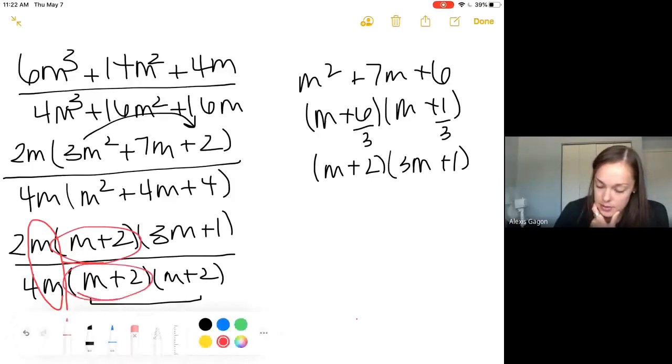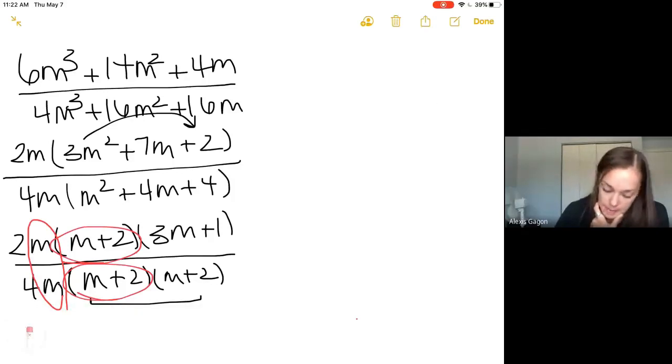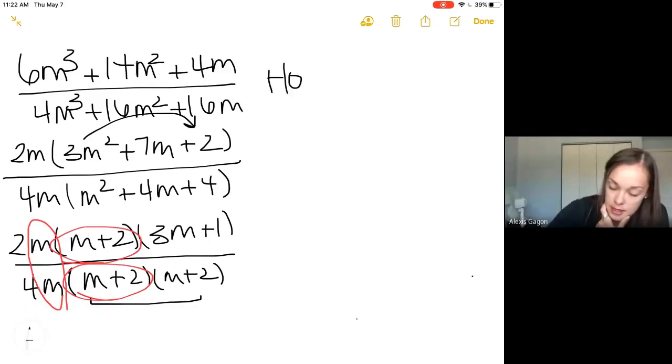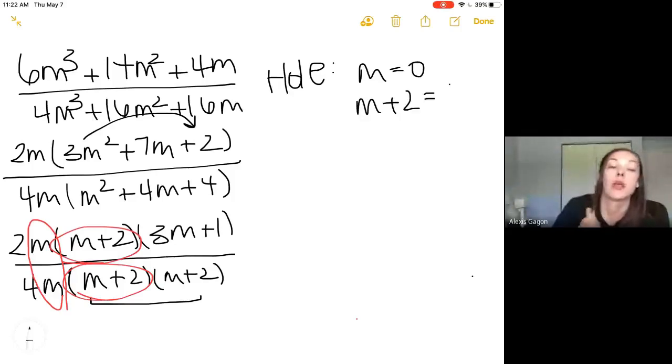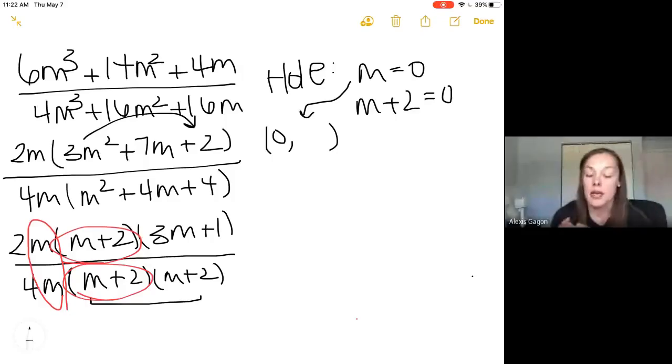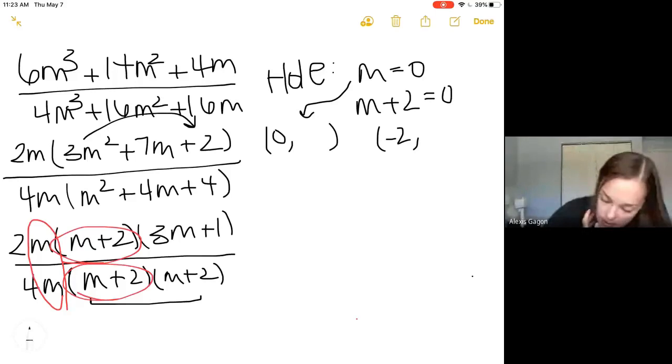Now I'm going to erase this real quick. So let's just write those 2 holes out. We have a hole where m equals 0 and where m plus 2 equals 0. For this one, it's just m equals 0. So that means this is going to be 0 comma something, and we'll figure out what that something is. Then on this hole, you subtract that over and you end up with negative 2. So this will be negative 2 comma something. So this is m equals negative 2.